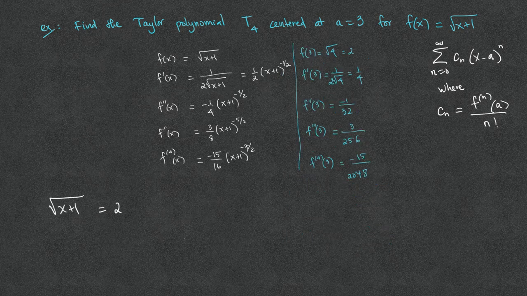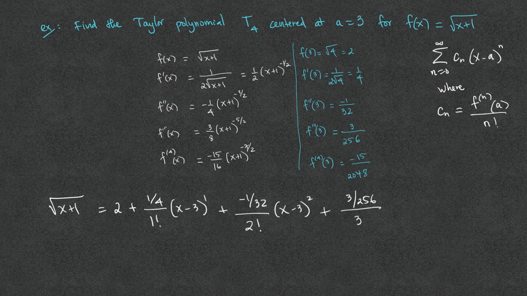We're going to use these coefficients along with the factor (x minus a) to the n to write the Taylor polynomial. 2 plus (1 over 4) over 1 factorial times (x minus 3), plus (negative 1 over 32) over 2 factorial times (x minus 3) squared, plus (3 over 256) over 3 factorial times (x minus 3) cubed, plus (minus 15 over 2048) divided by 4 factorial times (x minus 3) to the fourth.